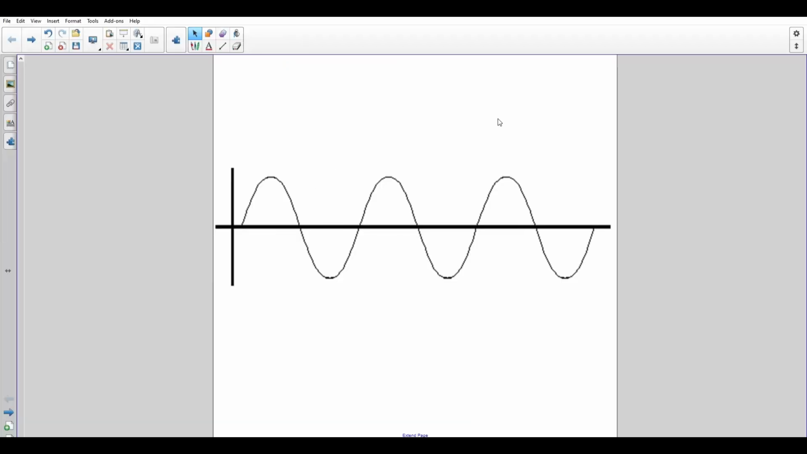Okay, on to the second part now. This asks you to label some things and draw some things onto your wave. First off, it's asking you for the amplitude and the wavelength on this wave. Now, this is a certain type of wave. This here is a transverse wave.